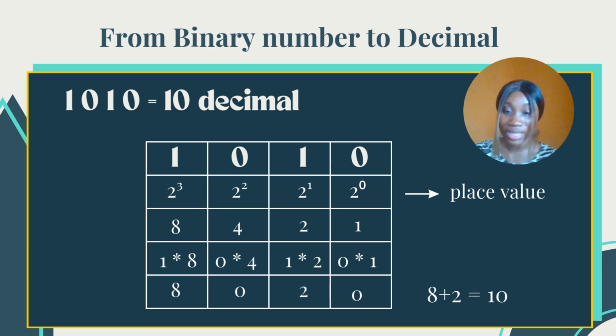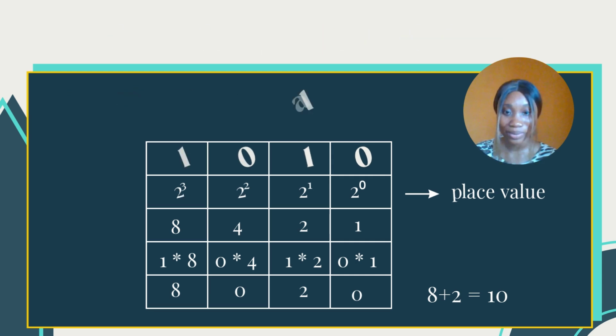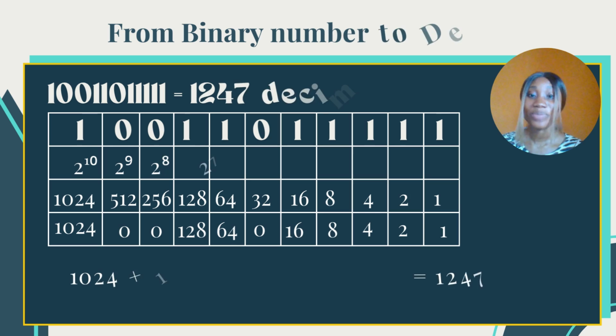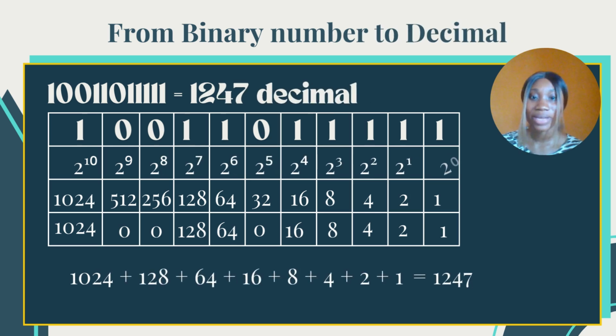But if you still don't understand it, just calm down. I got you. I still have another example. Let's quickly take a look at the second example. Now we have a bigger number, and the binary number given to us is 10011011111. So we want to find out what number this represents in our decimal number system.